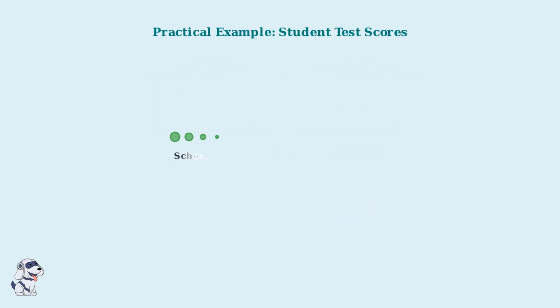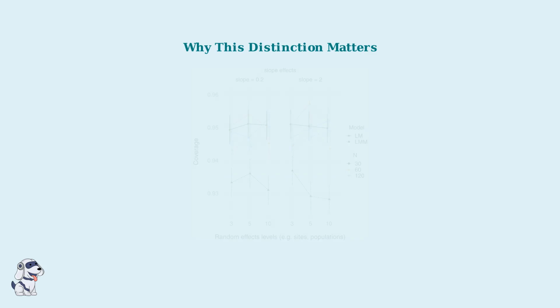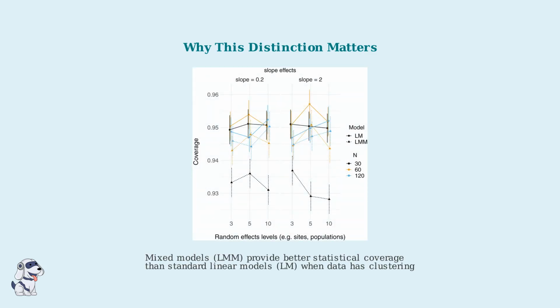Consider studying the effect of a teaching method on student test scores. The fixed effect represents the overall impact of the teaching method that applies to all students. The random effects capture school-specific differences and individual student variation. This comparison shows why the distinction between fixed and random effects matters. Linear mixed models provide better statistical coverage than standard linear models when your data has natural clustering or correlation structure.